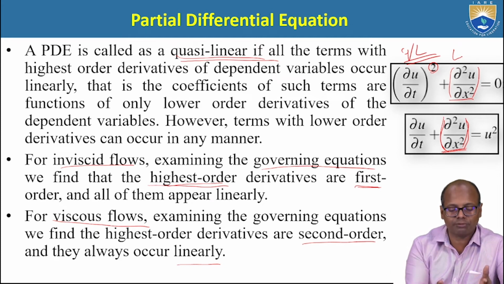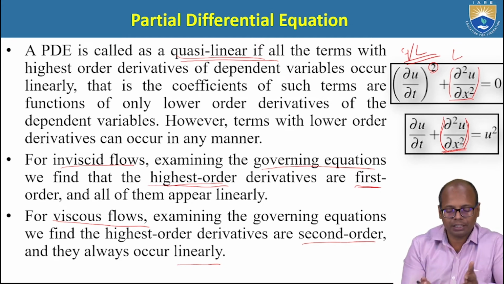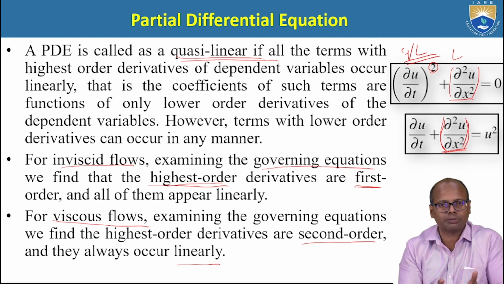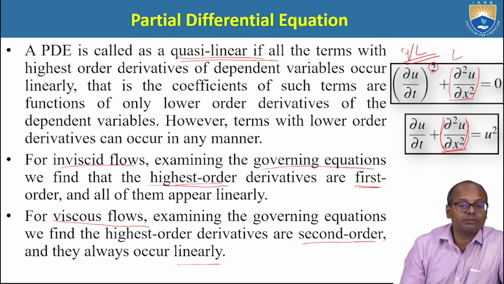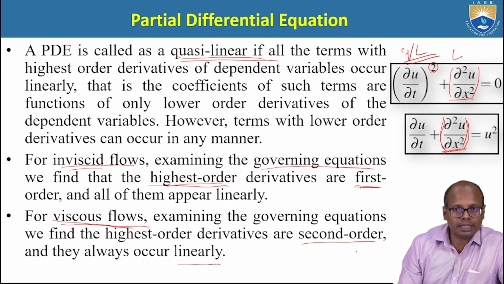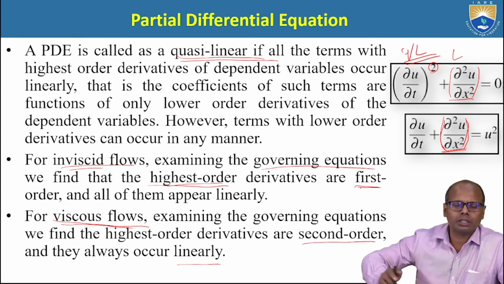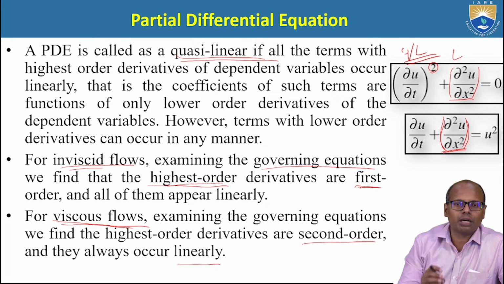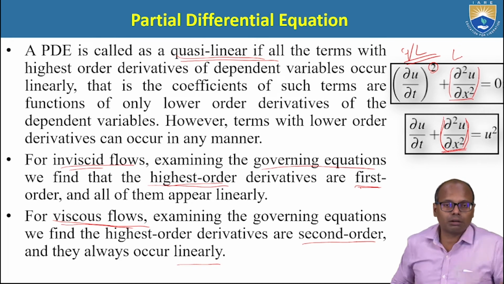The highest order in the case of inviscid flow is 1, and the highest order in the case of viscous flow is 2. In either case, the highest order term is linear, or the degree is 1. So it can be called a quasi-linear partial differential equation. The remaining terms can be anything, but the highest order is linear. That's why they are called quasi-linear partial differential equations.